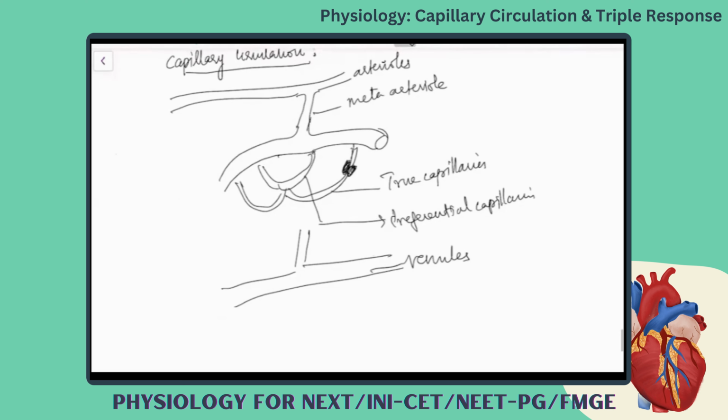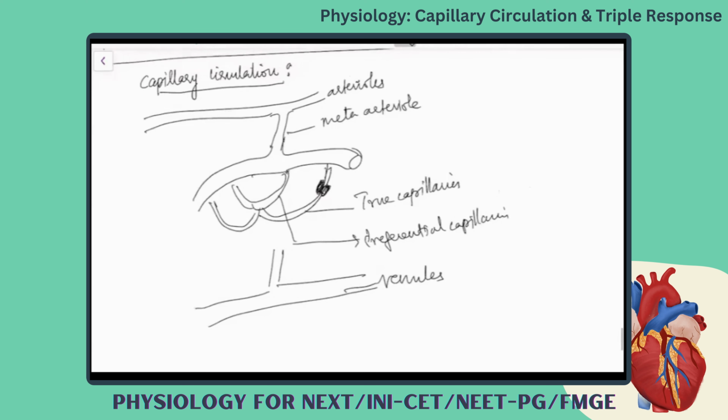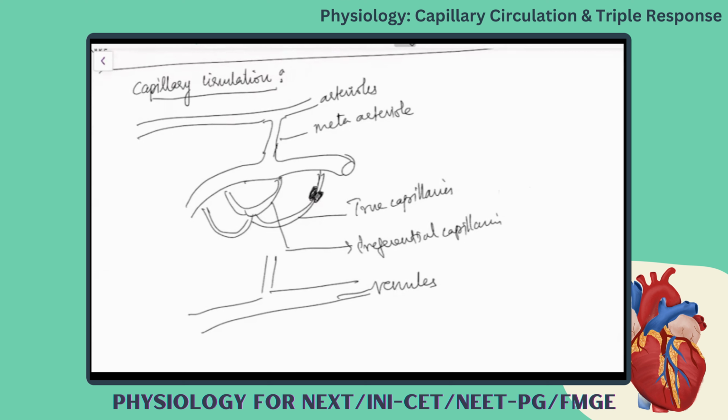This capillary circulation we are mainly considering because this is the place where the oxygen and carbon dioxide exchange is taking place. Okay, so you just know the arrangement, how the capillary system is present. Initially you have the arterioles, which give rise to the smaller arterioles called the meta-arterioles. These meta-arterioles will further undergo division, and give rise to the true capillaries and the preferential capillaries. And finally, from these preferential capillaries, you will get the venules.